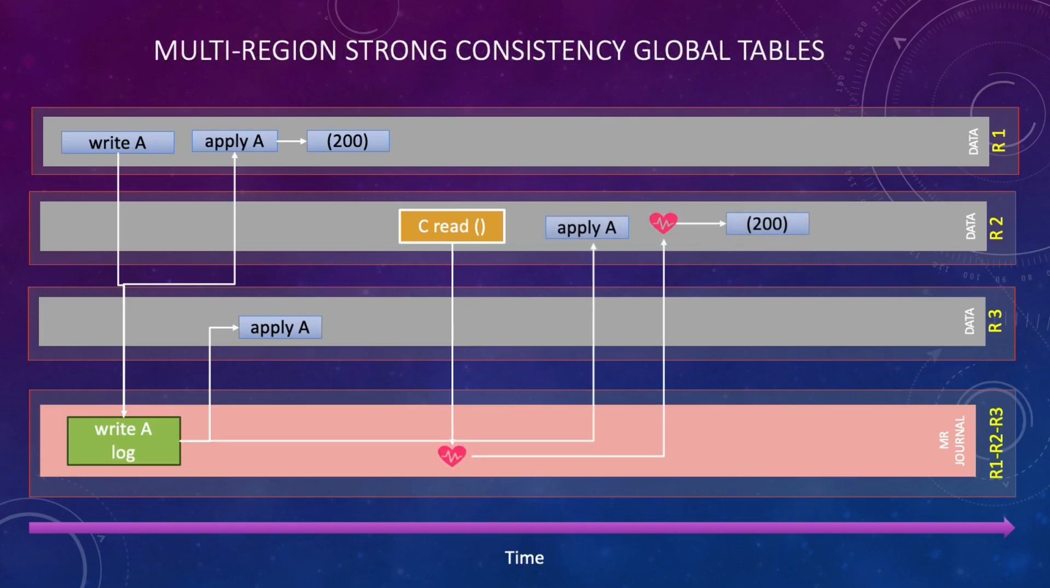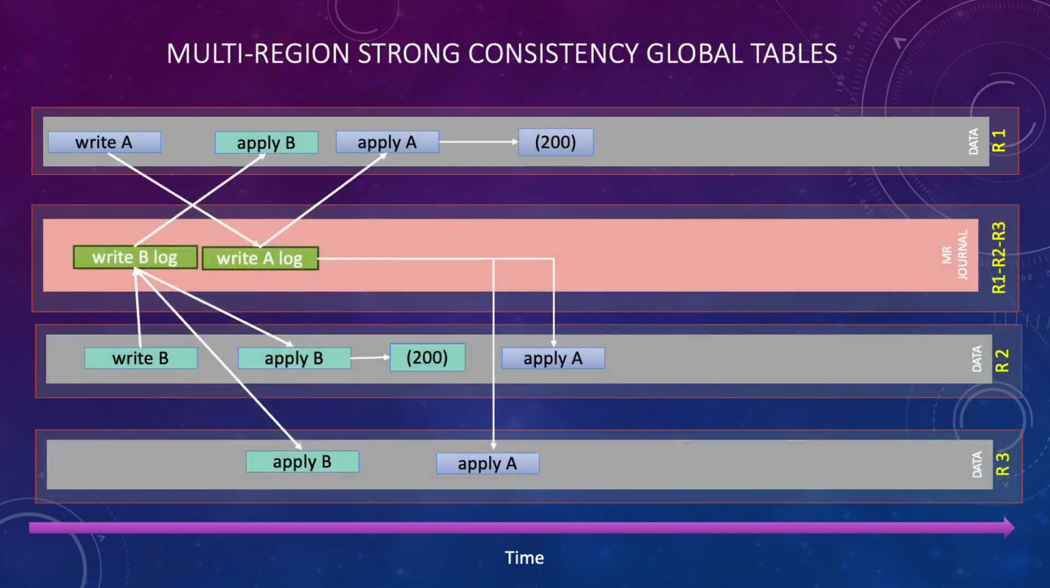Once the heartbeat goes in, the listeners will get the callback for the heartbeat, but they have to catch up to all the writes they've not applied yet. So they start applying all the writes they've not yet listened to. Then when the heartbeat appears, you can read whatever item is applied and return it back. This is how strongly consistent reads work on multi-region journals, multi-region global tables.